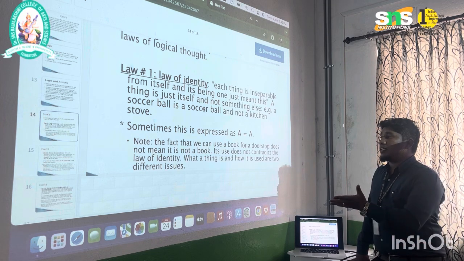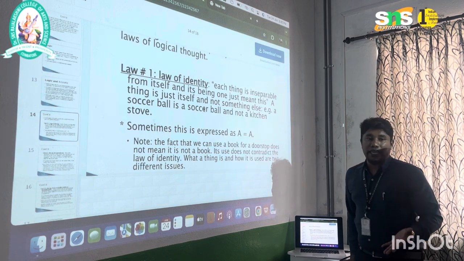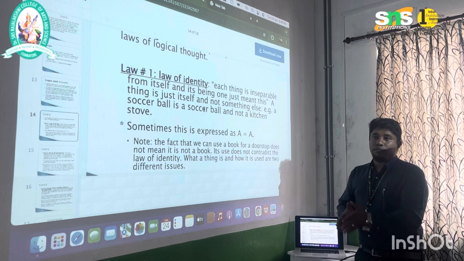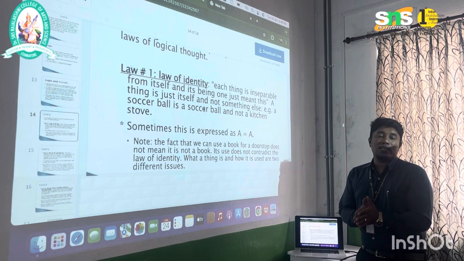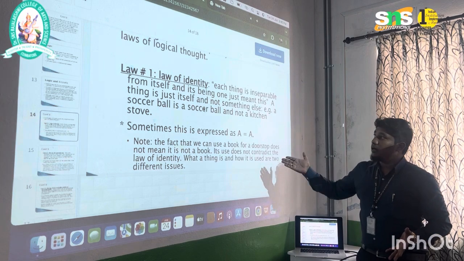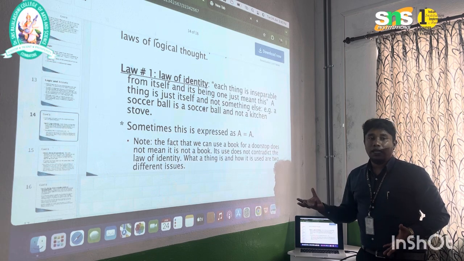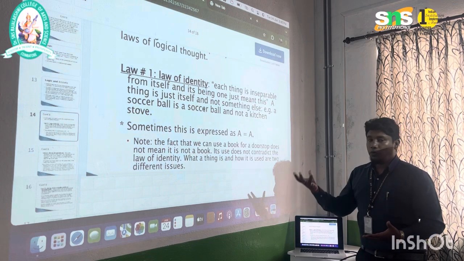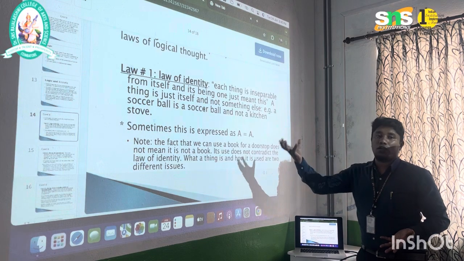So everyone has an identity. Sometimes this is expressed as A equals A. That is logic. For example, we can say no means no; we can't say it as yes. So the law of identity comes through when he talks about a soccer ball. That soccer ball cannot be a volleyball or football or anything. It is just a soccer ball.